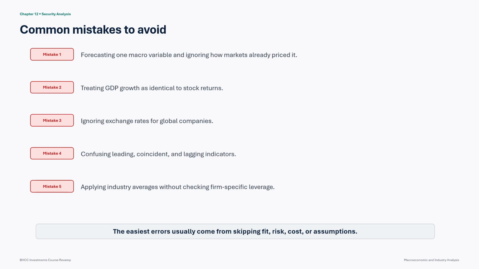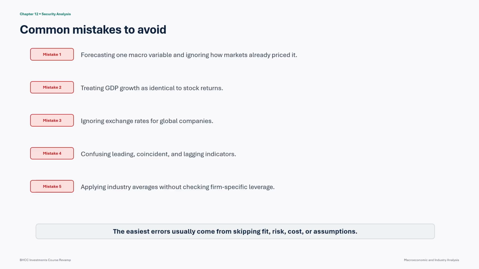Mistake 3 is ignoring exchange rates for global companies. Revenue can be earned in one currency, costs paid in another, debt issued in a third, and financial statements reported in a fourth. Translation, transaction exposure, hedging, and competitive effects can all matter. A strong dollar may reduce reported foreign revenue but lower some imported costs. The net effect must be analyzed rather than guessed.